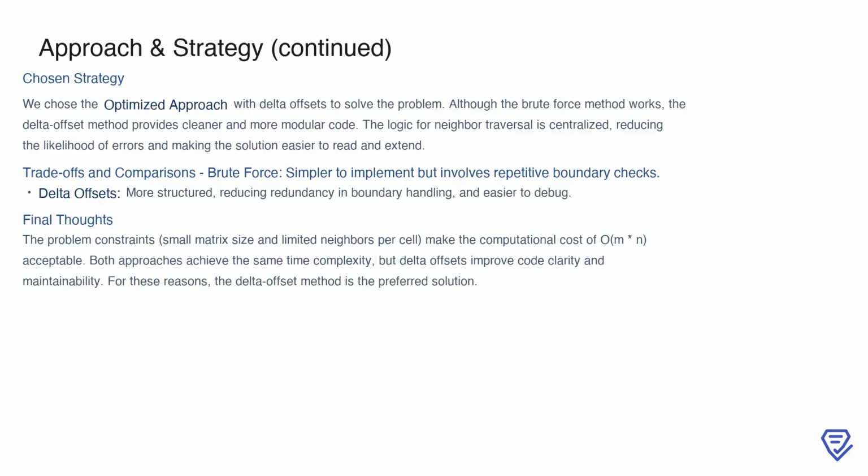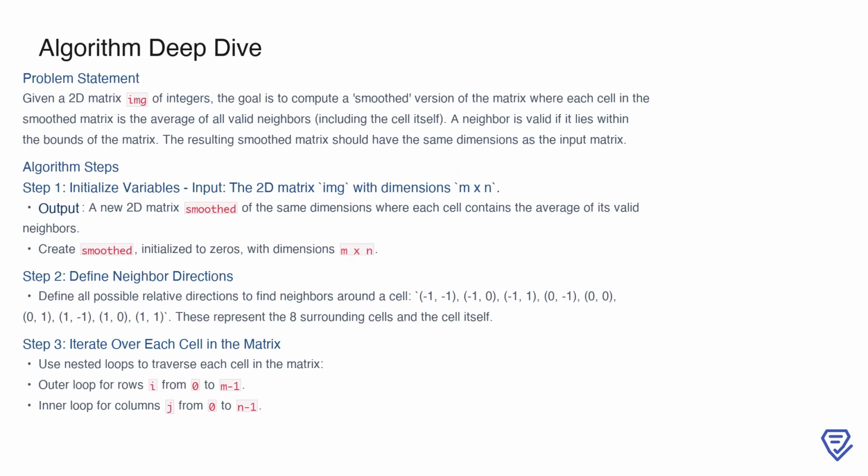The goal of this problem is to compute a smooth version of a given 2D matrix, where each cell in the output matrix is the average of all valid neighbors of the corresponding cell in the input matrix. A neighbor is considered valid if it lies within the bounds of the matrix, and this includes the cell itself. The smoothed matrix will have the same dimensions as the input matrix.